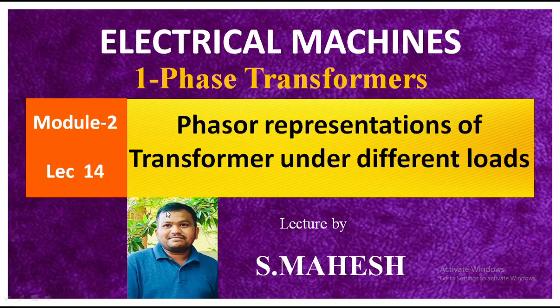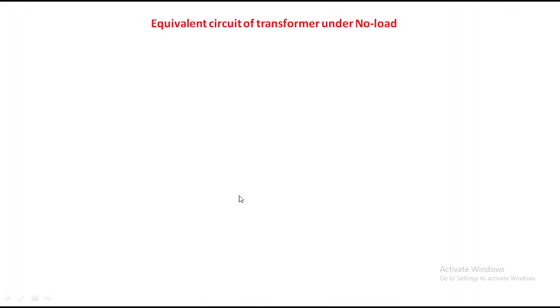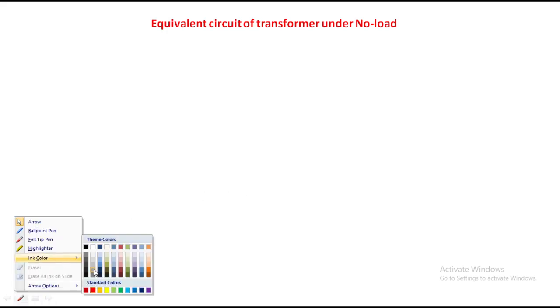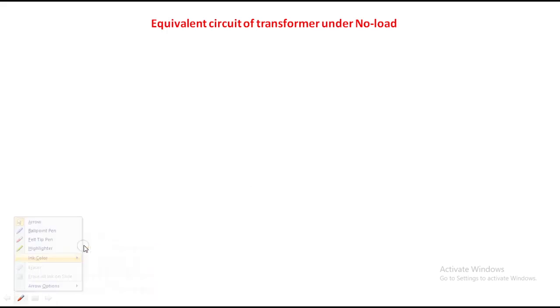Hello everyone, let's discuss the phasor representations of a transformer under load condition for different types of loads. So how many types of load do we have? Resistive load, inductive load and capacitive load. Before discussing that, I would like to explain the equivalent circuit of a transformer under load condition and no load condition. First, the equivalent circuit of a transformer under no load condition we have to discuss.